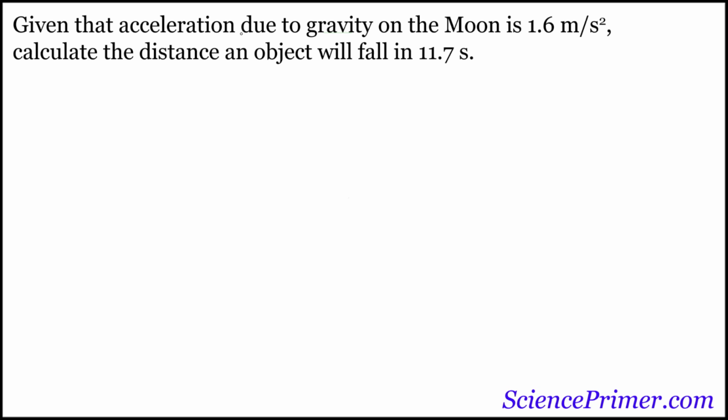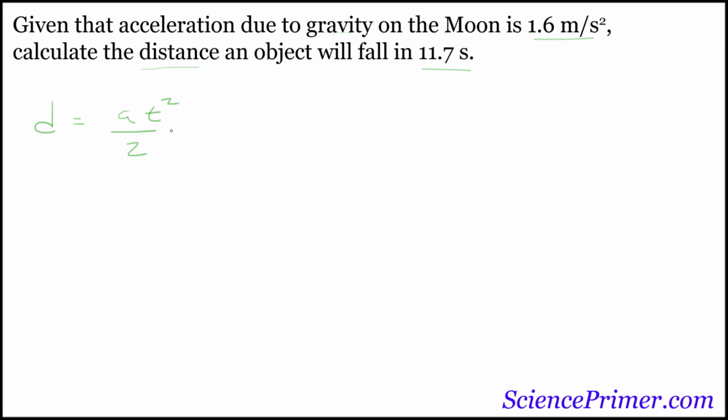So we're given an acceleration due to gravity, and we're given a time the object fell, and we're asked to find the distance. So the relationship we're looking at here is, given acceleration and time, distance equals the acceleration due to gravity times the time squared divided by 2.